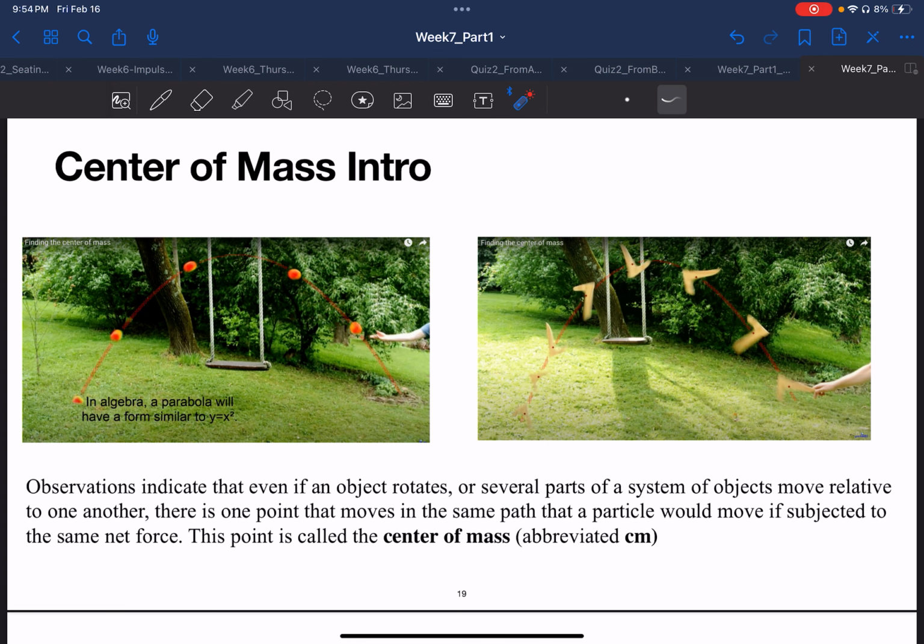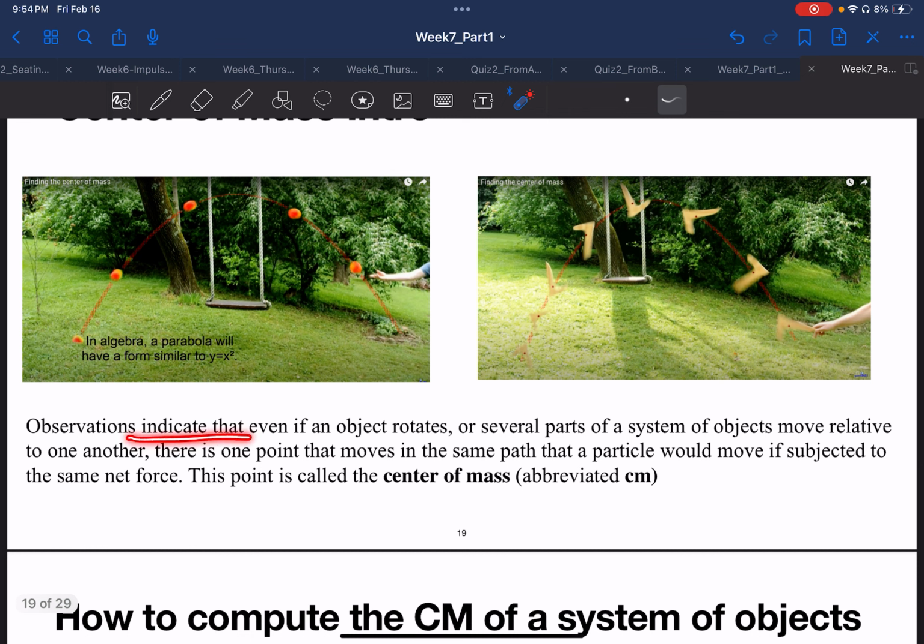So the punchline here is observations indicate that even if an object rotates, or several parts of a system of objects move relative to one another, there is one point that moves in the same path that a particle would move if subjected to the same net force. This point is our special point called the center of mass, and often we use the abbreviation CM for center of mass. So this special point that is following the same trajectory like the ball is the center of mass of that complicated object.